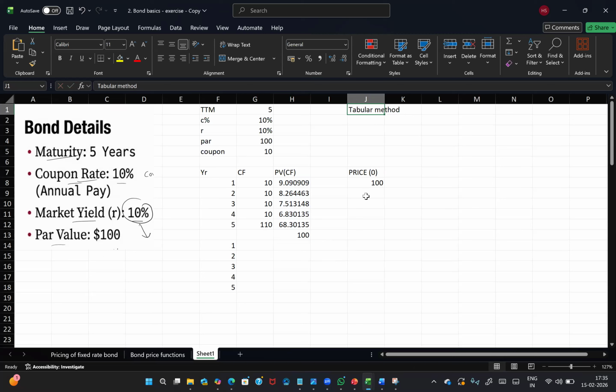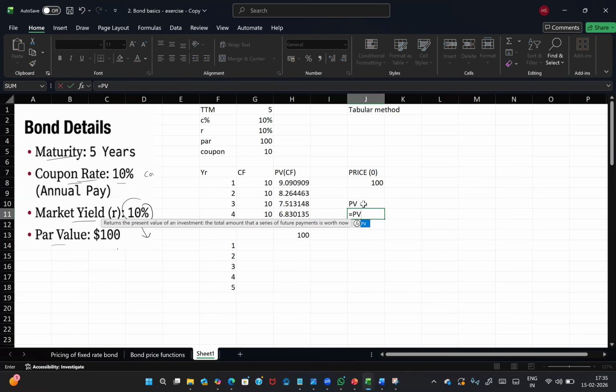Okay. I can also use the PV function to find the price of the bond. So let's use the PV function. The PV function will have the rate. So rate is R in our case, which is 10%. Next thing is number of periods, which is 5, which I can call TTM. Next is the PMT. PMT is nothing but constant payment every year. Can I say constant payment every year is what? The coupon. So that's the coupon.